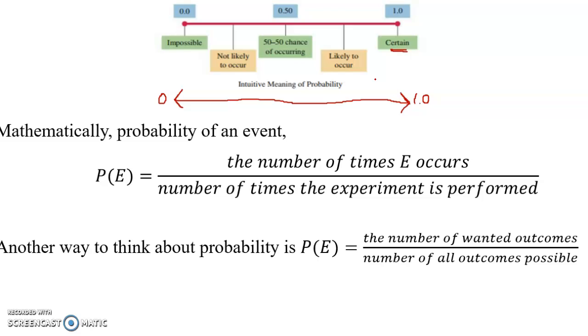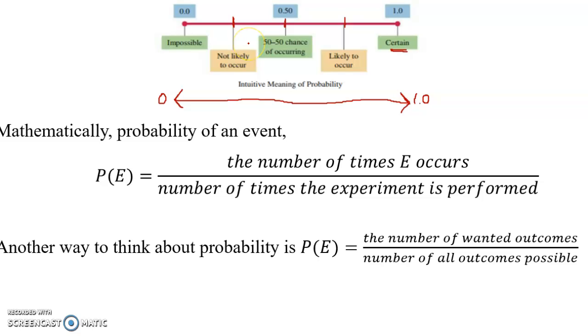Now, in that continuum is anywhere between 0 and 1. If it's in the middle, you've got a 50-50 chance. If it's between the middle and the 1, then it's likely to occur. But if we have less than a 0.5 probability, it's not likely to occur.